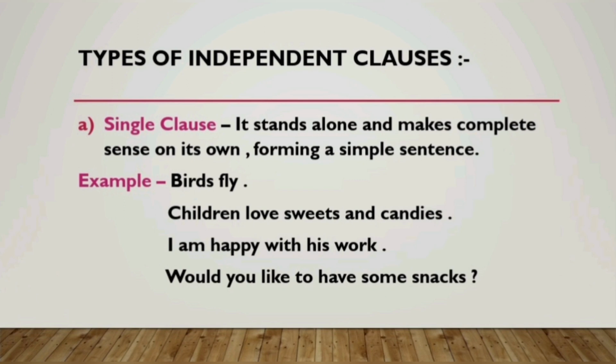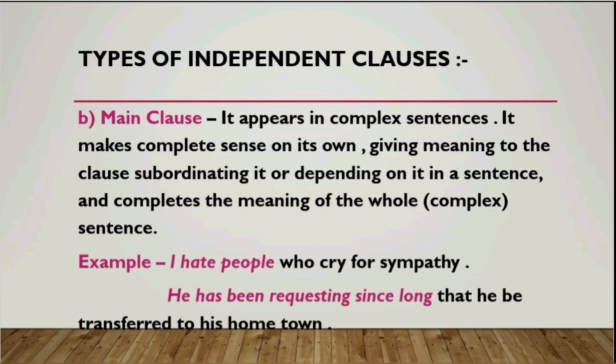The second type of independent clause is a main clause. Let's understand what a main clause is. It appears in complex sentences. We should understand what a complex sentence is in order to understand a main clause. A complex sentence contains an independent clause, and it has at least one dependent or subordinating clause attached to it, with a subordinating conjunction like who, which, that, when, where, while, before, after, because.